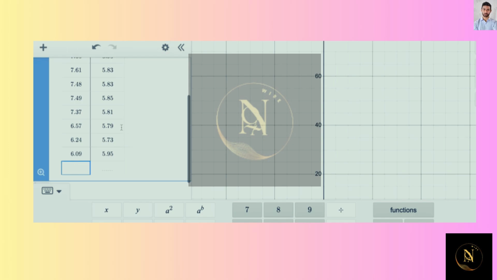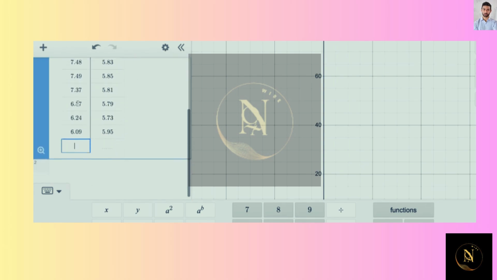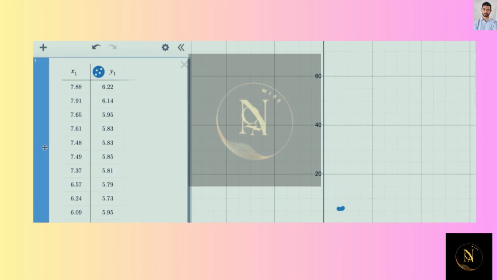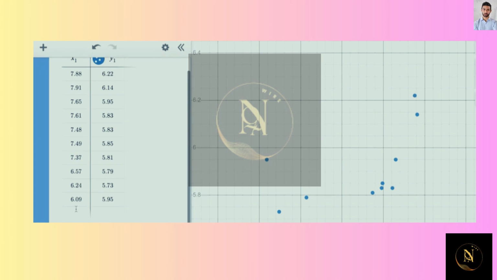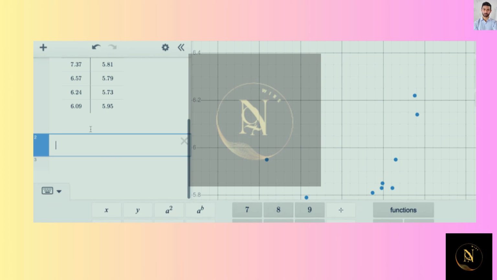All right, so I've already put this into the Desmos graphing calculator. If you add a table and input the data, you can see the data. You can calculate the mean and standard deviation pretty quickly from something like Desmos.